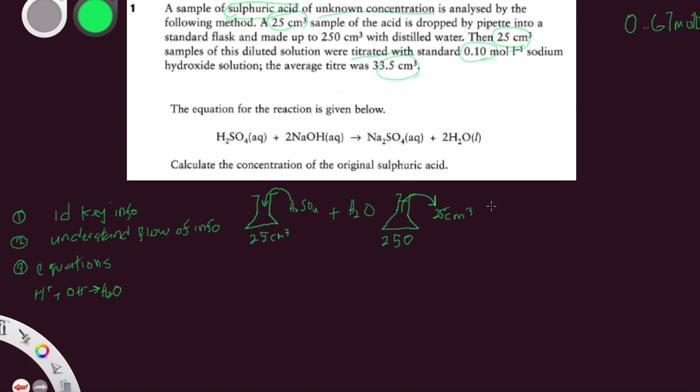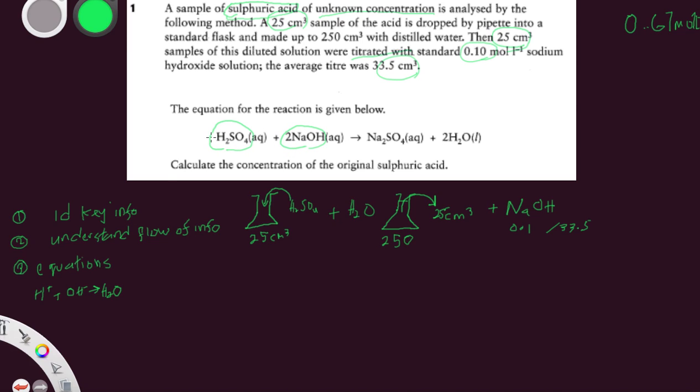So this bit here, they have neutralized it with sodium hydroxide, concentration 0.1, and of course they have used 33.5 cm cube of it. Now, the equation is given, so the thing that's worth taking note of is that 1 mole of sulfuric acid requires 2 moles of sodium hydroxide.